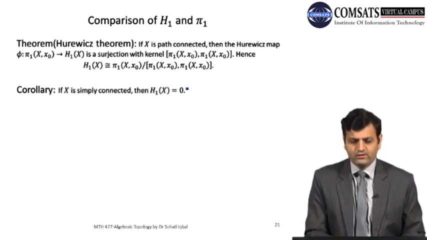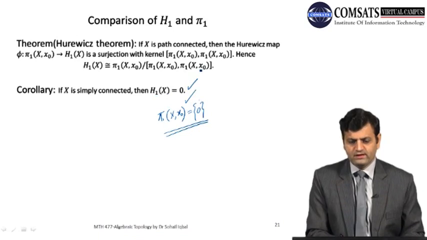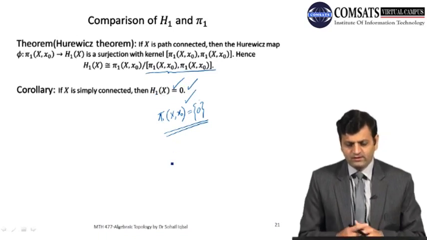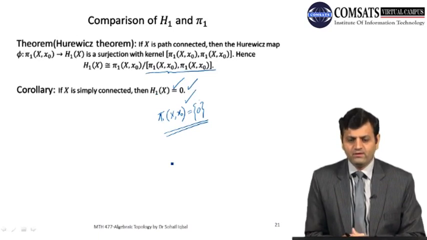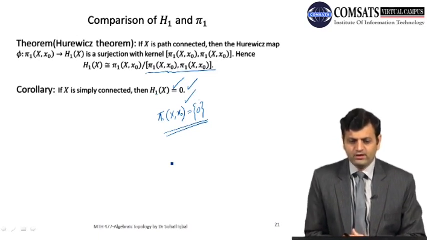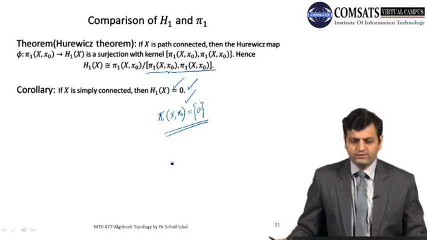Similarly, another important consequence is if X is simply connected, in other words, it is path connected and all the fundamental groups pi 1 of x naught are trivial. So in this trivial case, this commutator subgroup once again is trivial, and then H1 of X is also 0. So this relation between H1 and pi 1 gives us another important tool for calculation of the homologies. If we want to calculate homology, then we have to understand all these tools.